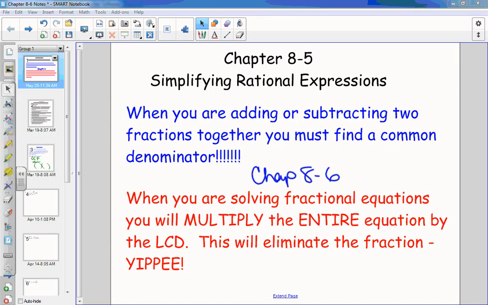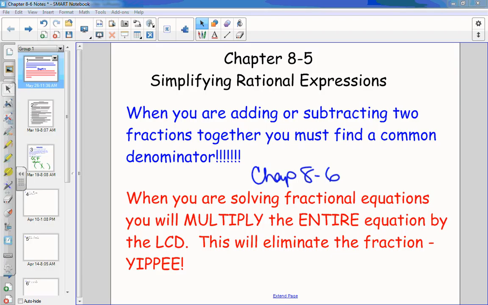The hardest section that I have taught this entire year has been Chapter 8, Section 5. It's hard. It is nasty. It is ugly. It is confusing. And the reason why it's confusing is because it's taking two fractional expressions, adding or subtracting them, and making them into one fraction. It was very difficult, and I understand that many of you struggled.